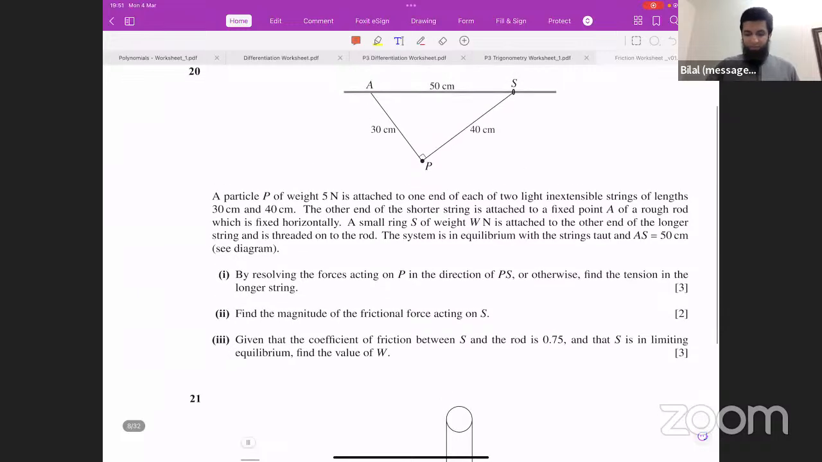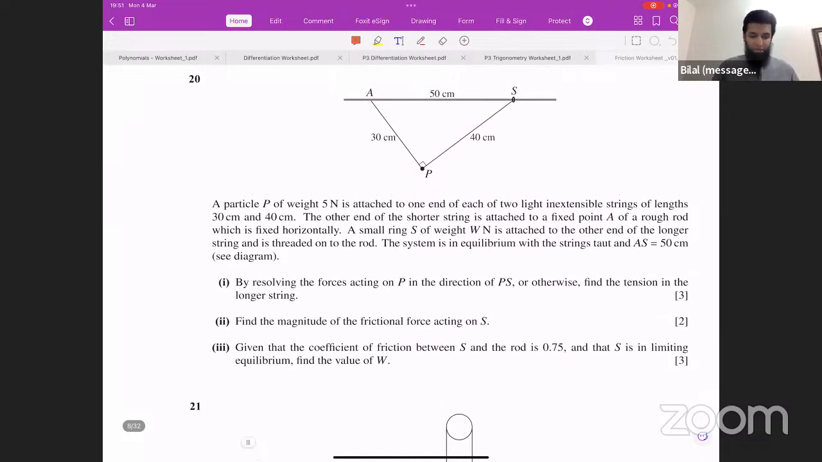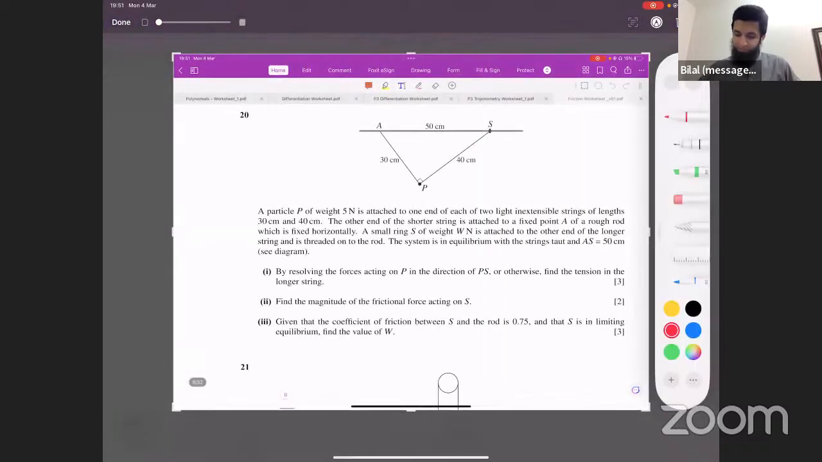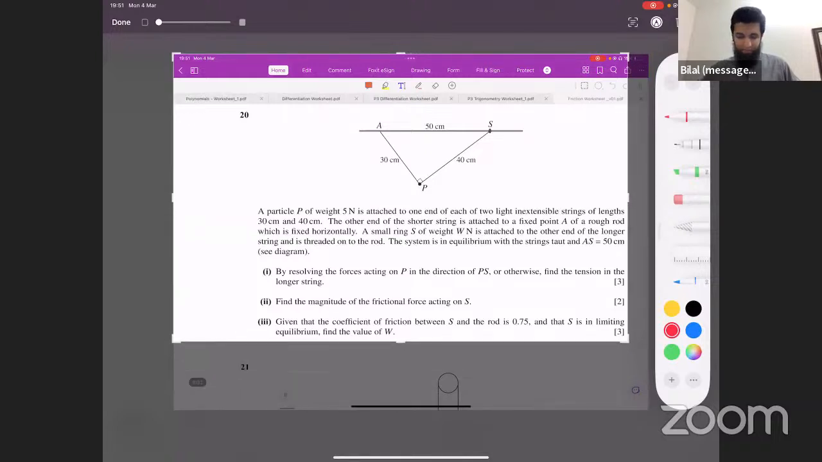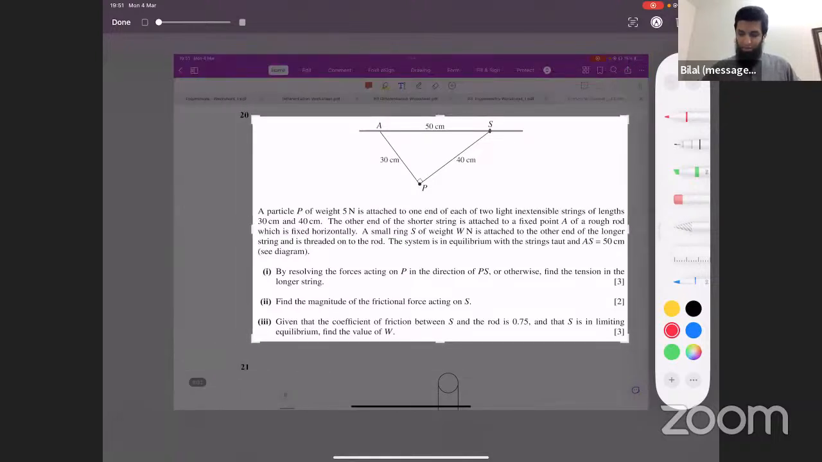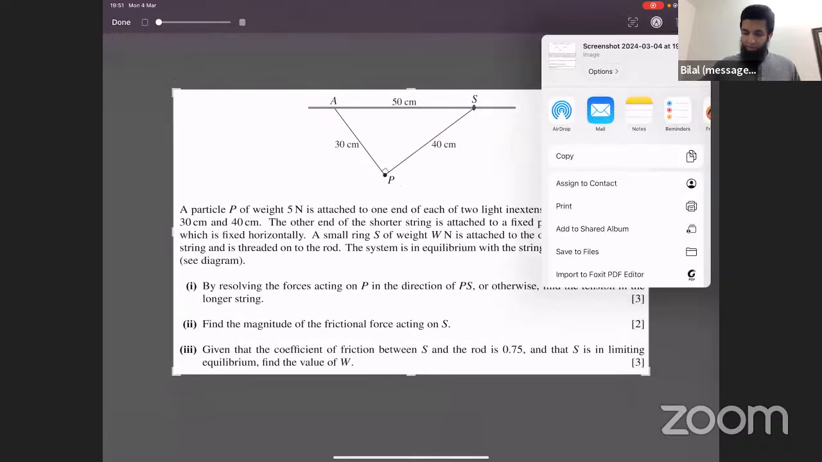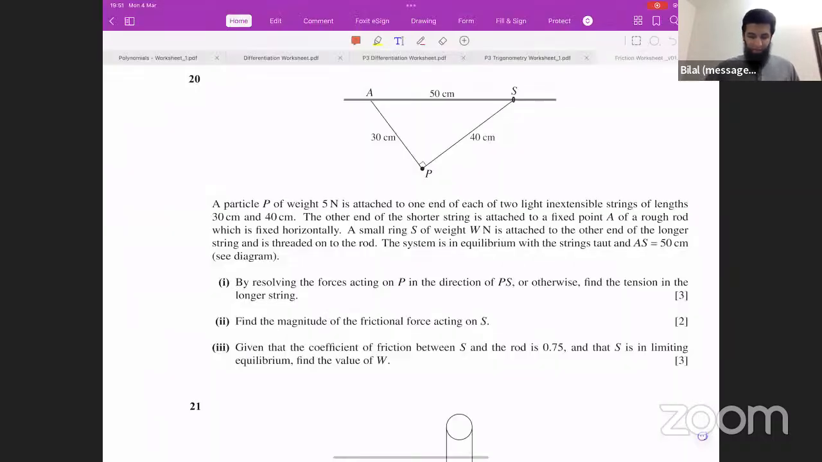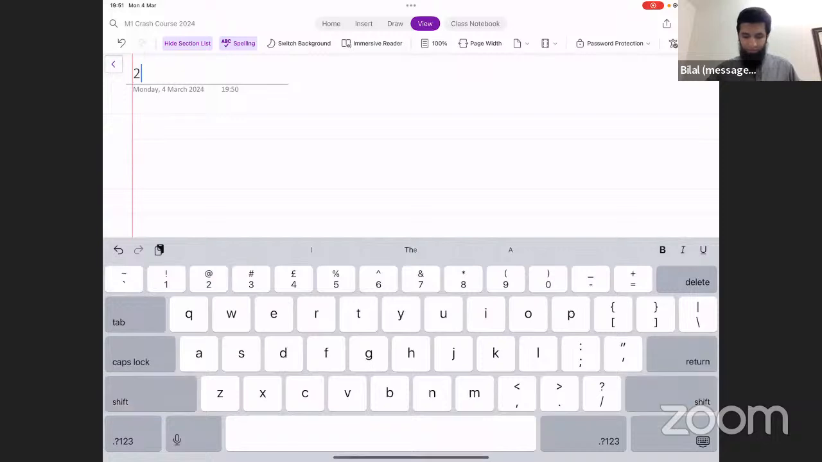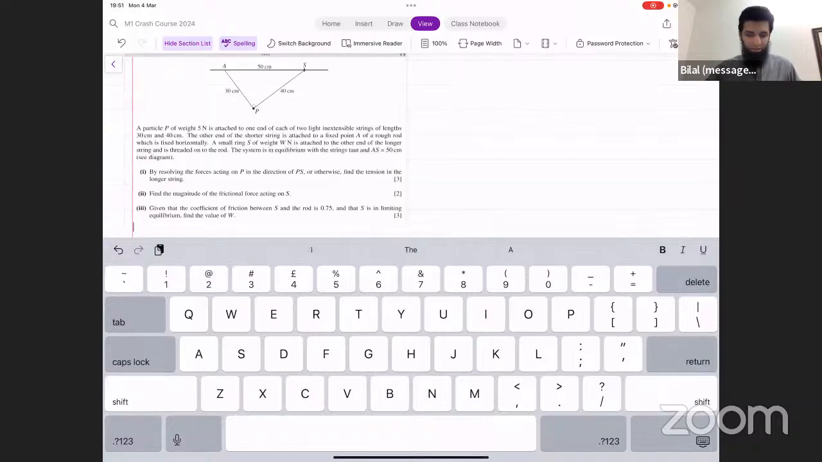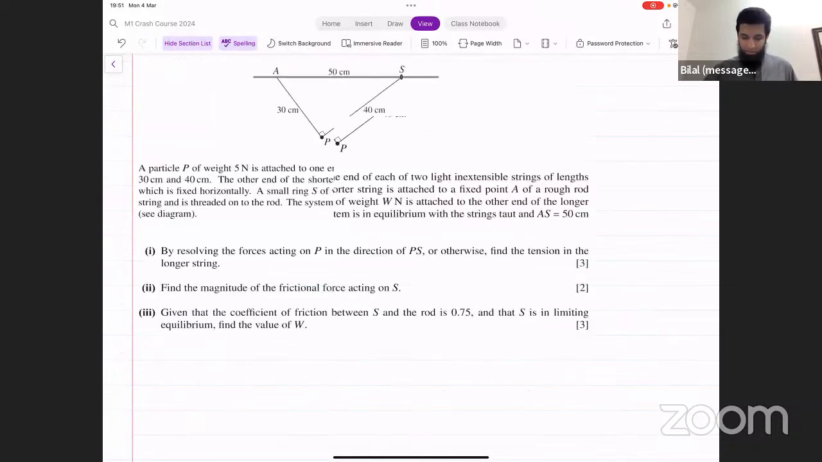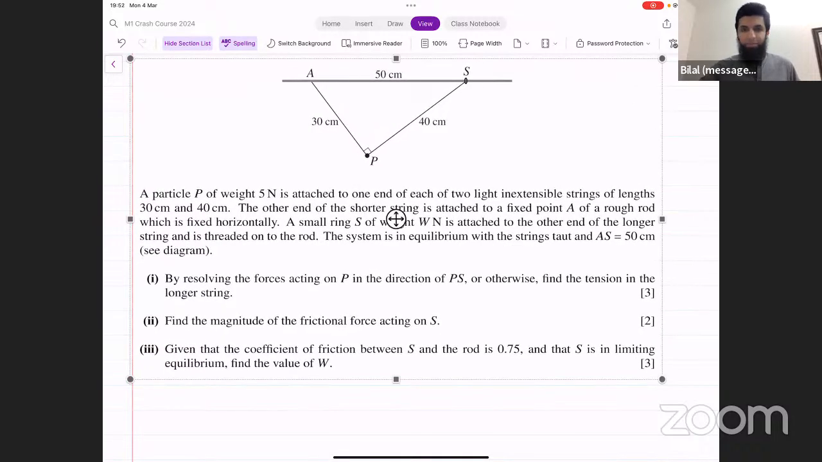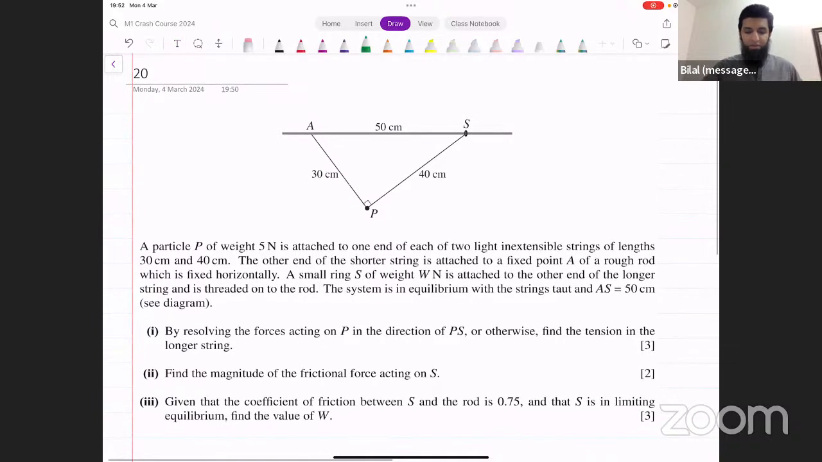Okay, so let's start from this one. So this is the question that Rajal is asking about, question number 20. Let's have a look at this. Question number 20 from the worksheet. Okay, so I'll give you 30 seconds to read this question. I'm just going to connect my charger in the meantime. So take 30 seconds, read the question statement, and then we're going to start doing it.